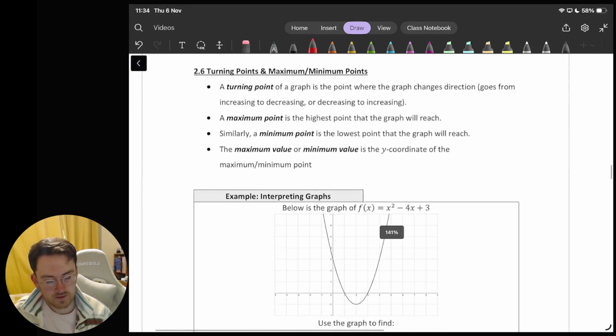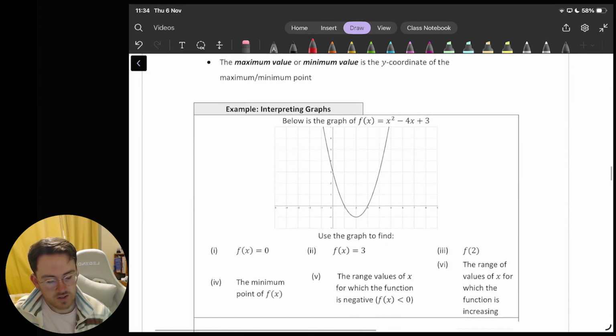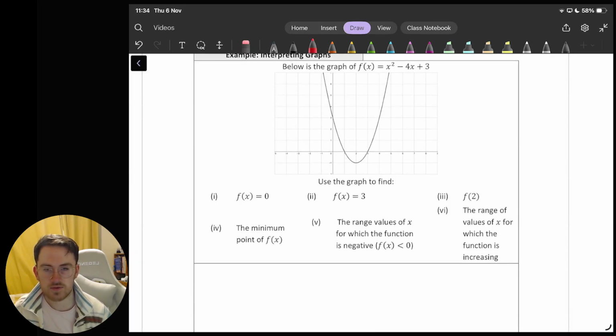Okay. Turning points then we've kind of covered there. So let's look at an example, because I feel like this all becomes very abstract and I've had 12 minutes of me just talking without doing an example yet. So let's look at an example.